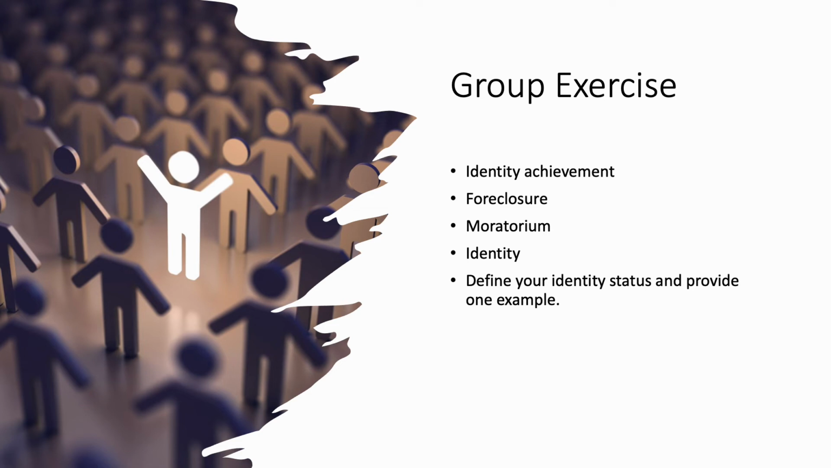All right, I think it would be a good time for those listening to take a break and find one of your classmates and do a little group exercise. With this group exercise, I want you to think about what we just discussed: identity achievement, foreclosure, moratorium, and identity diffusion, and define your identity status and provide one example of that. You only need a group of 2 or 3 friends to do this, but it will help you remember if you can use yourself and your identity status to provide an example. When you've had a chance to do that, come back.